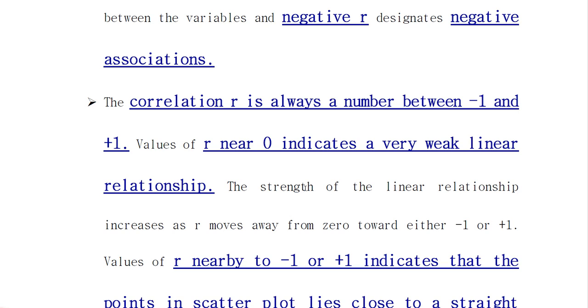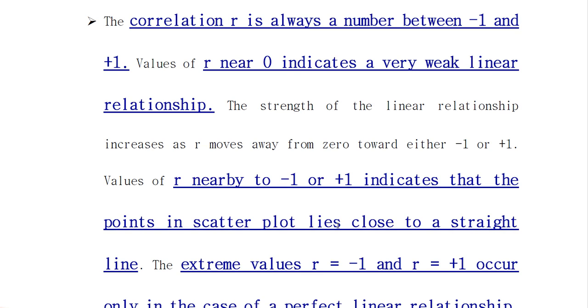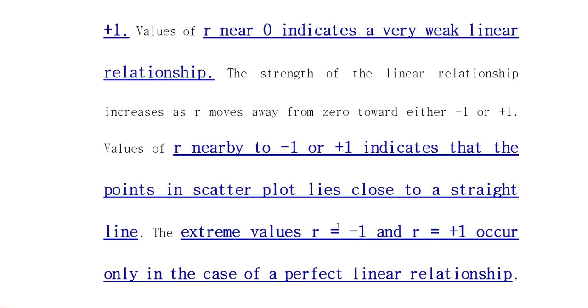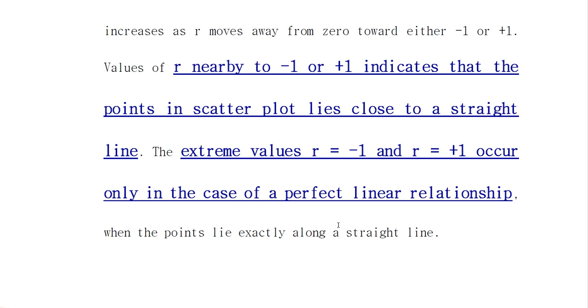Correlation is always a number between -1 and +1. The range of the correlation coefficient is from -1 to +1. R near 0 indicates a very weak linear relationship. The strength of the linear relationship increases as R moves away from 0 towards either -1 or +1. It means that if R is close to -1 or +1, the points in the scatter plot lie close to a straight line. The extreme values R equal to -1 and R equal to +1 occur only in the case of a perfect linear relationship among the variables, when the points lie exactly on a straight line in a scatter plot.